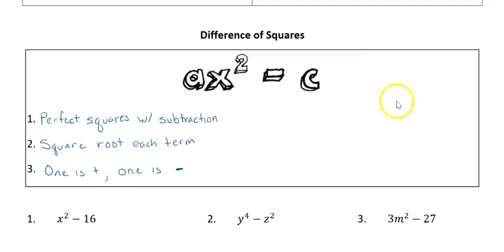All right, next thing that we're going to learn how to factor is what's called a difference of squares. So that happens when we have two terms. And what we're checking is, are both of our terms perfect squares and are they being subtracted? That's the only time this works.